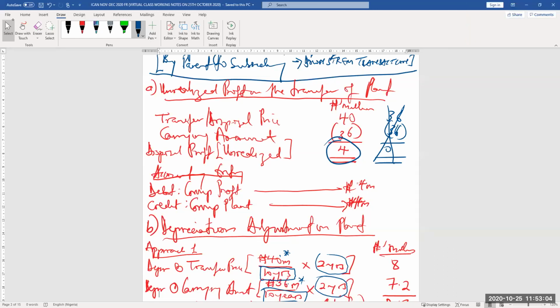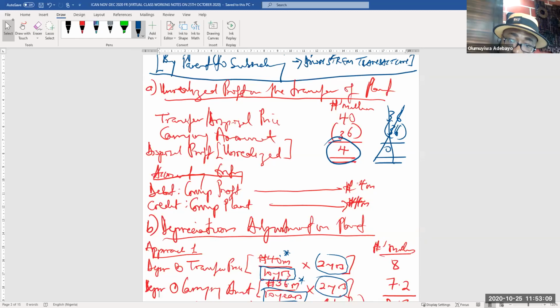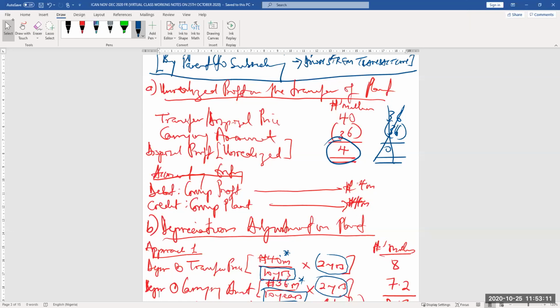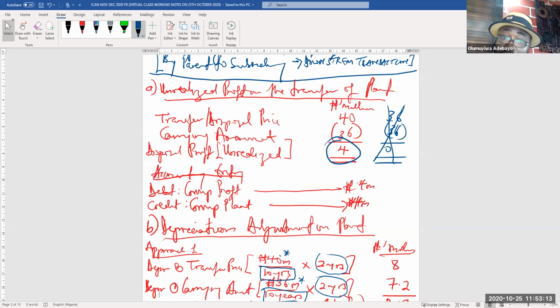So we are removing it from the group profit too? Not profit, plant. Okay, plant rather. Yeah, because the plant is 36, but you are reporting it as 40 because you sold it at 40. And I say, no, you didn't sell to an external party, you sold to yourself. Therefore, remove that 4 naira from it and bring it back to what it's supposed to be.